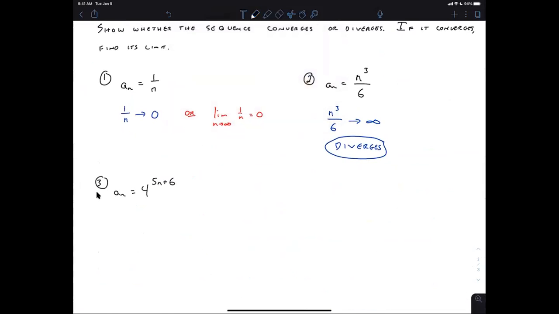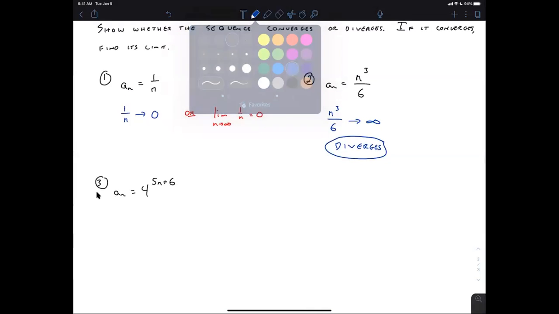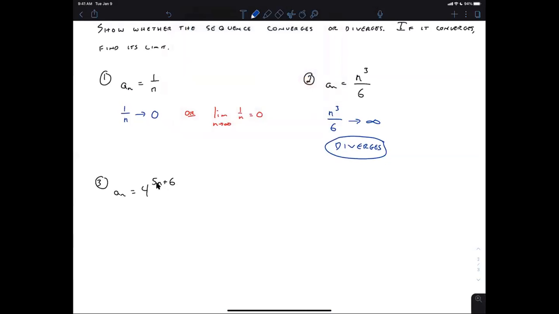Okay, so if I have 4 to the 5n plus 6, as n approaches infinity, what happens to 5n? So like if n becomes a million and then a billion and then a trillion and then something way bigger than that, what happens to 5 times it? Goes to infinity. And then if I add 6, it goes to infinity a little bit quicker. And so then, okay, this exponent gets infinitely large. Remember, we're looking at the limit as n goes to infinity. So as n goes to infinity, this exponent goes to infinity.